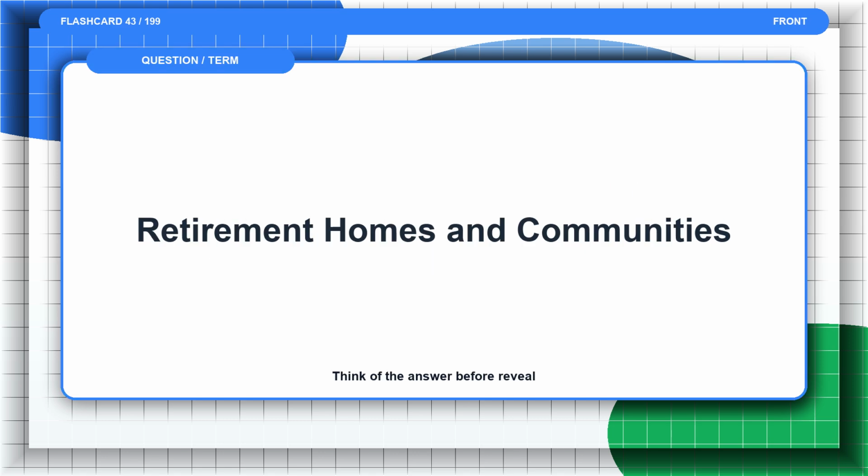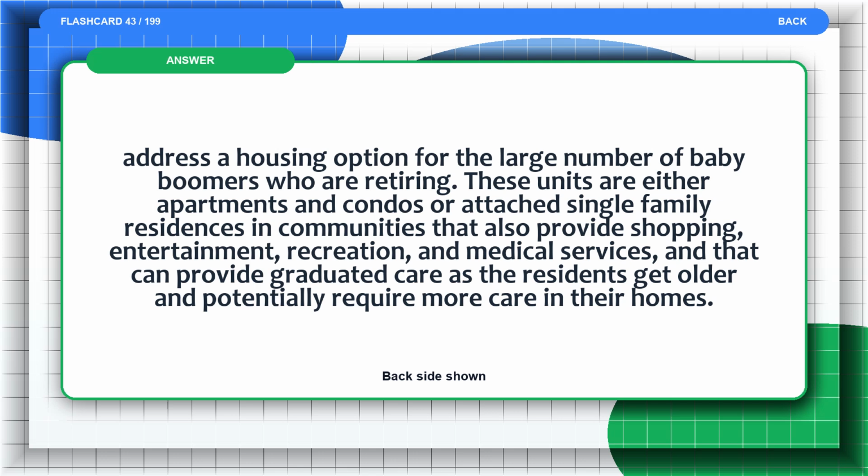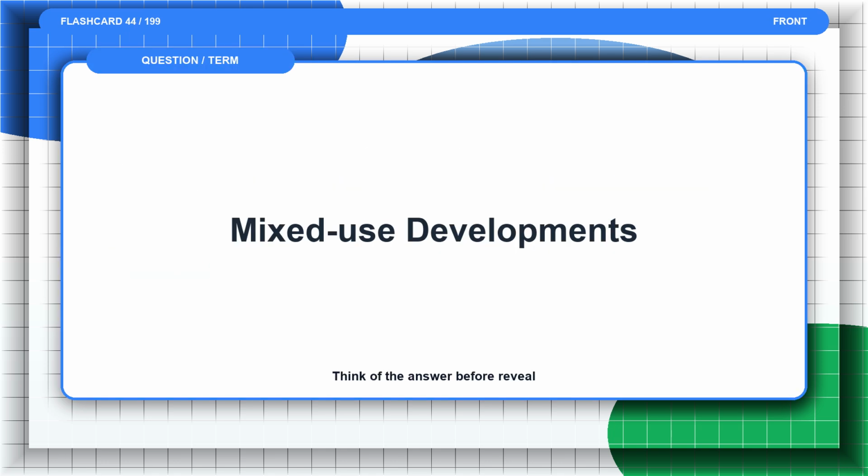Flashcard 43. Retirement homes and communities. Pause and think of the answer before the reveal. The answer is a housing option for the large number of baby boomers who are retiring. These units are either apartments and condos or attached single-family residences in communities that also provide shopping, entertainment, recreation, and medical services, and that can provide graduated care as the residents get older and potentially require more care in their homes.